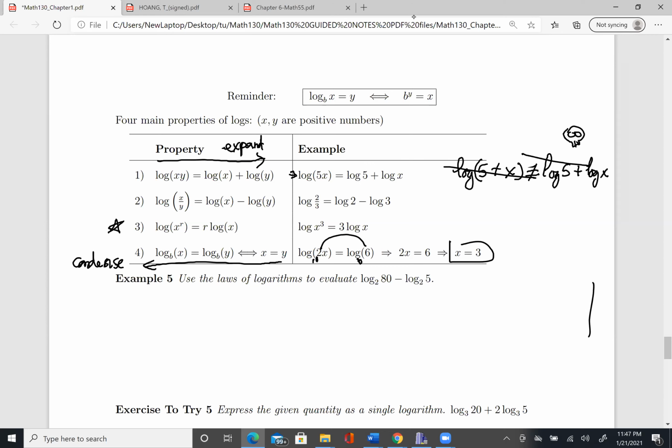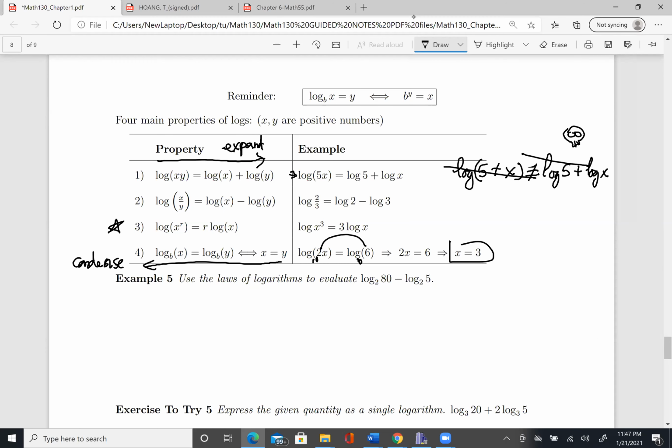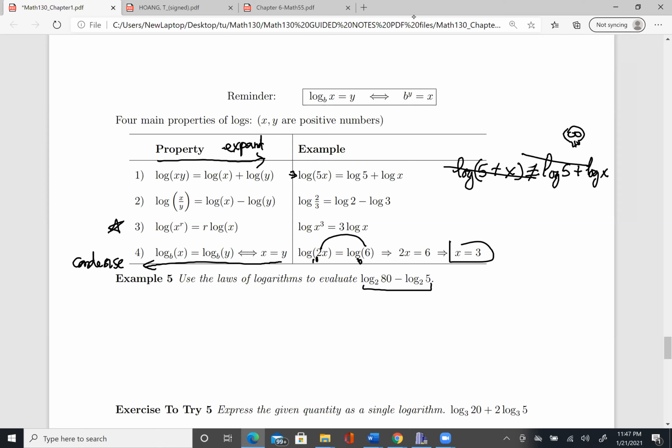All right, so now we're gonna use the law of logarithm to evaluate log base 2 of 80 minus log base 2 of 5. Okay, so I would like to condense this because they have the same base, right? You see that the same base is 2, and since they subtract each other, then I'm gonna think about property number 2 here to condense this.